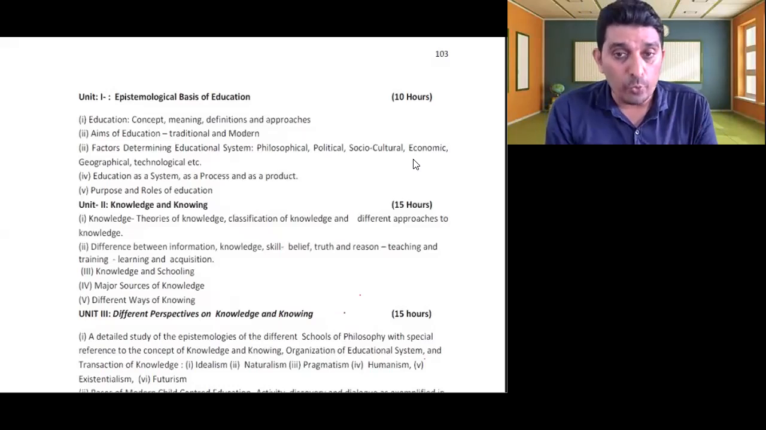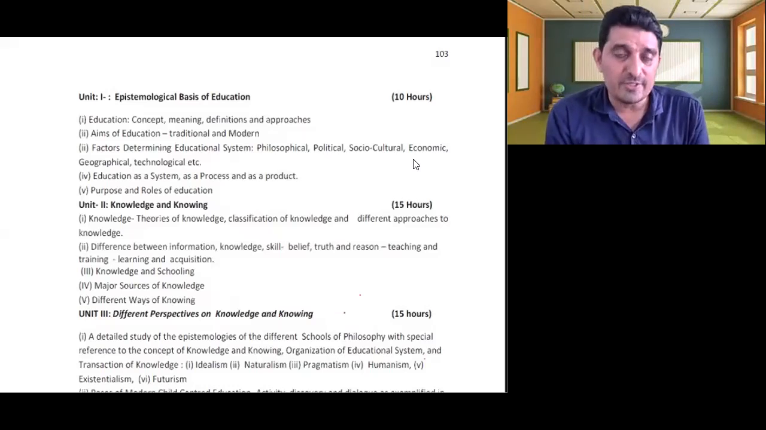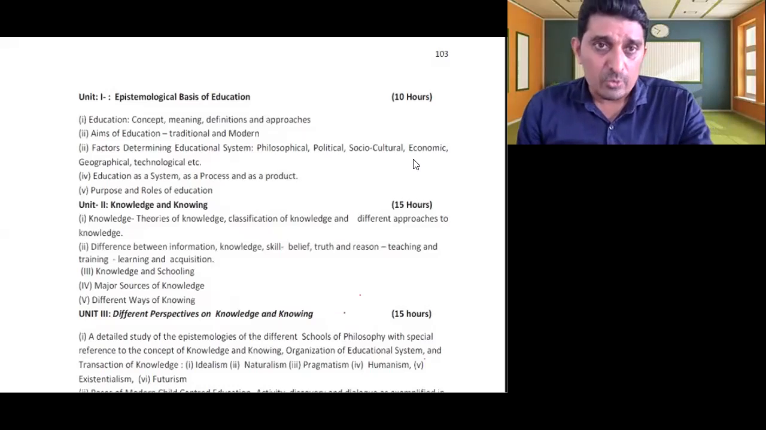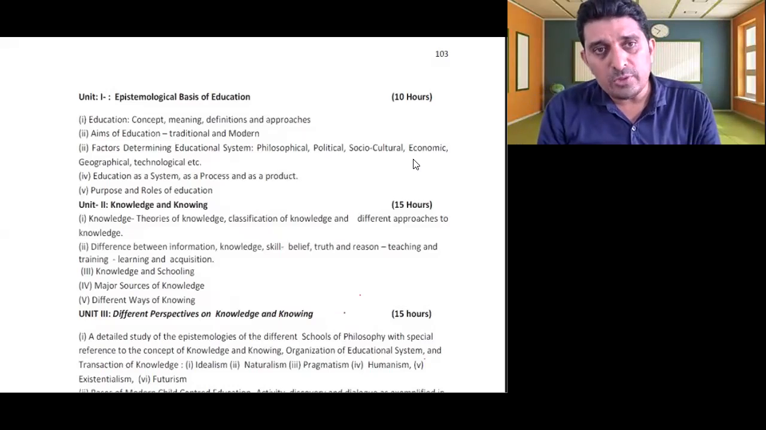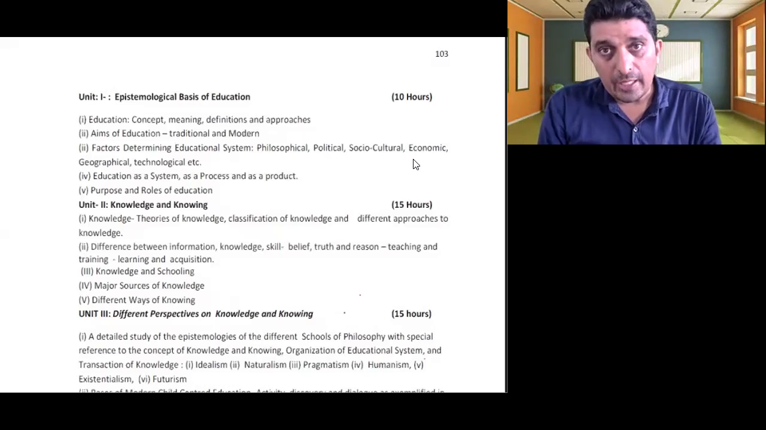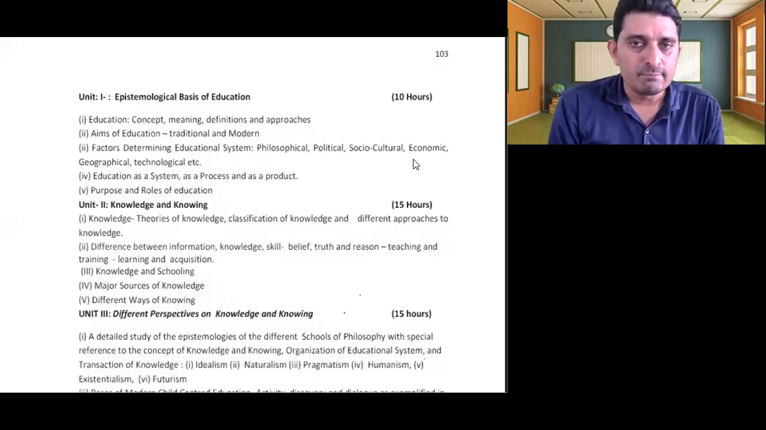Then different ways of knowing. How do you get knowledge? How can you get knowledge? What are the different methods, or different ways, which you use for getting knowledge? This is also an important topic of this paper.